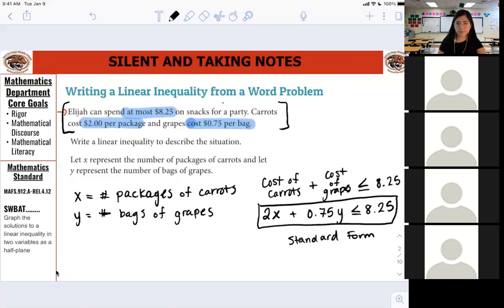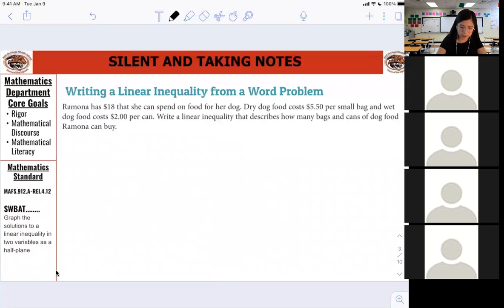All right. So that's the first example. Let's go ahead and try another one. Who can read this one? Cassie read the last one. Who can read this one?